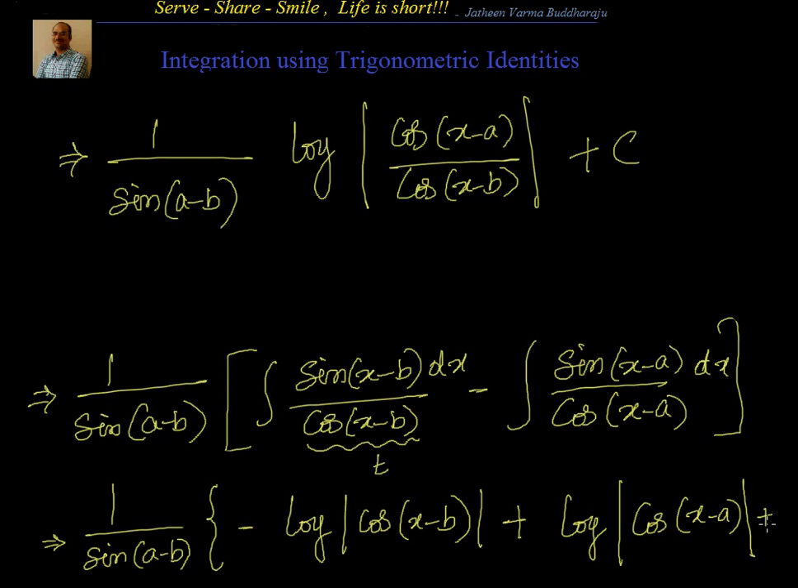That's the answer we have. So the answer is 1 by sine of a minus b, multiplied with log of cos of x minus a by cos of x minus b.